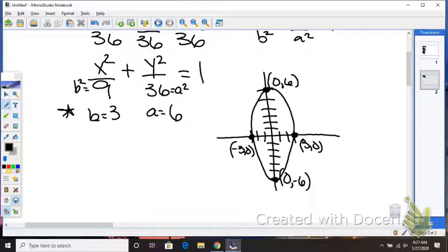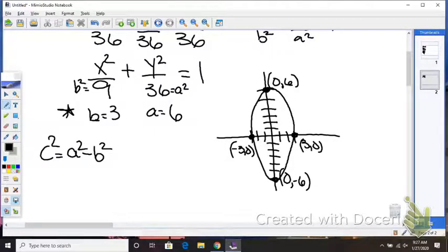Do you have to find the c's now? Well, I didn't here. But if we needed to find them, we could use the equation c squared equals a squared minus b squared.